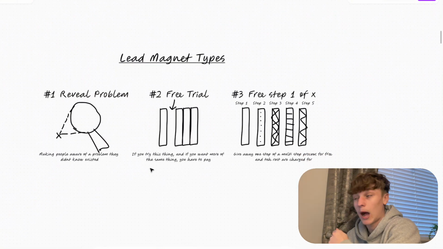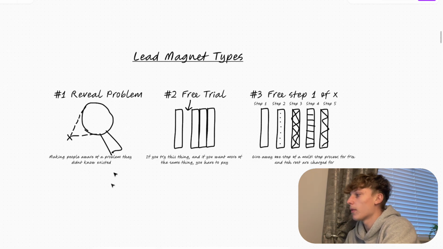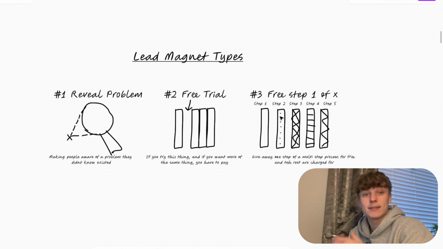So let's get into the types of lead magnets. The first one is a lead magnet that reveals a problem, so making people aware of a problem that they didn't know existed. The second one is a free trial. So if you try this thing and you want more of it, you have to pay. Simple as that. And then after that is a free step of a many-step process.